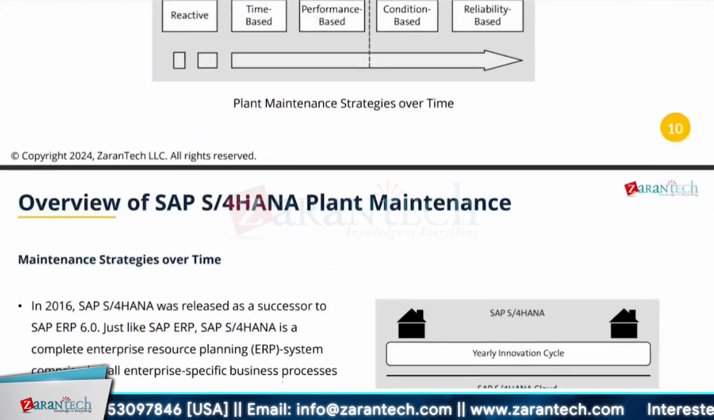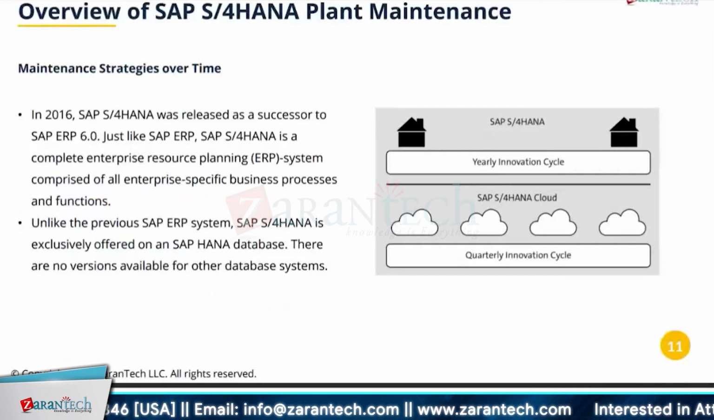Is it okay? Yeah. So we were talking about the maintenance strategies over time. In 2016, SAP S/4HANA was released as a successor to SAP ERP 6.0. Just like SAP ERP, SAP S/4HANA is a complete enterprise system comprised of all the enterprise-specific business processes and functions. The next point is, unlike the previous SAP ERP system, S/4HANA is exclusively offered on the HANA database. There are no versions available for other database systems.